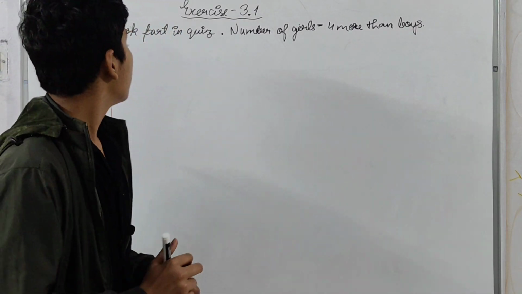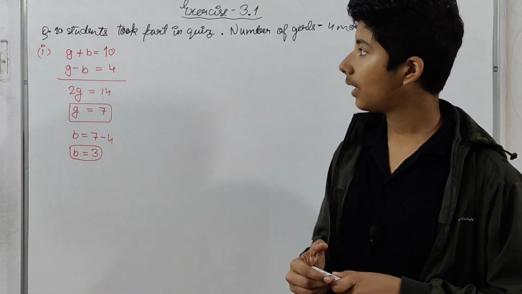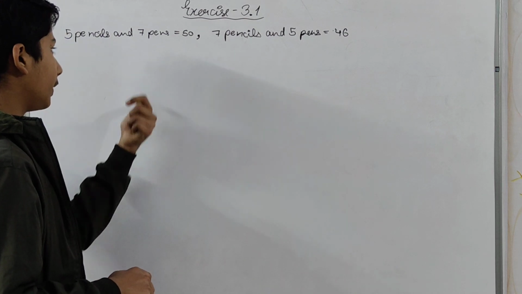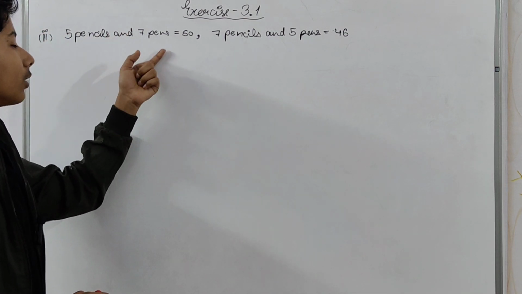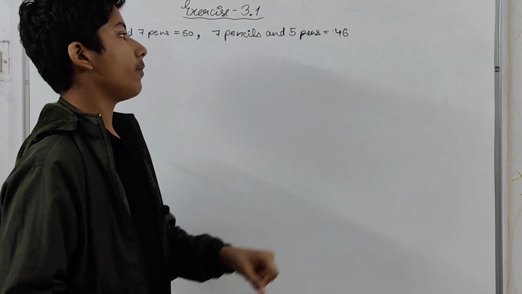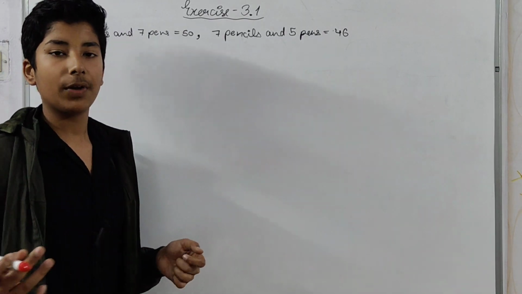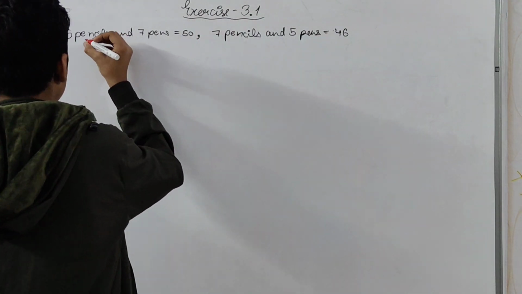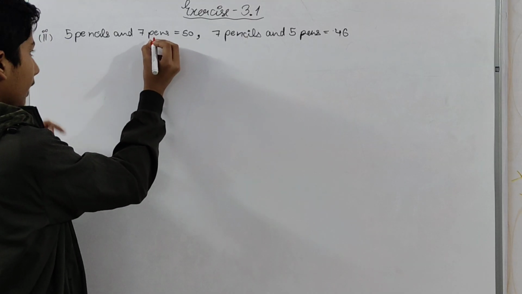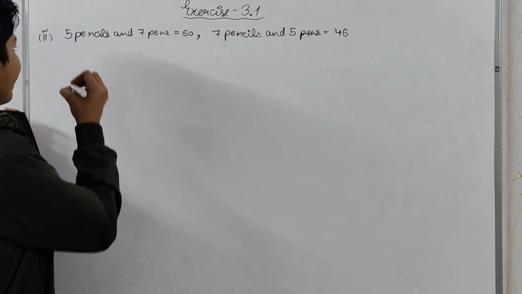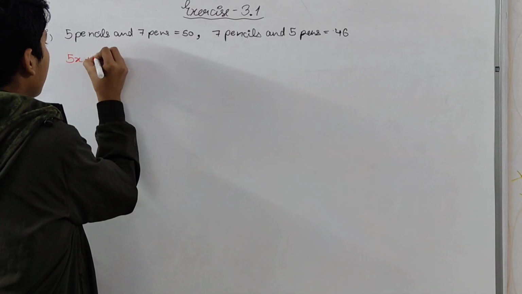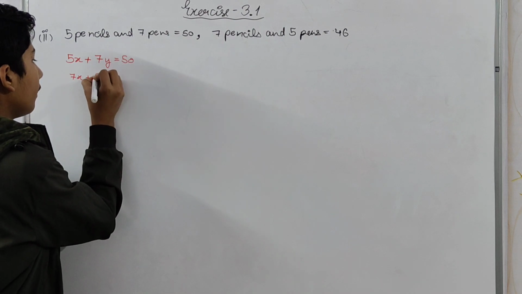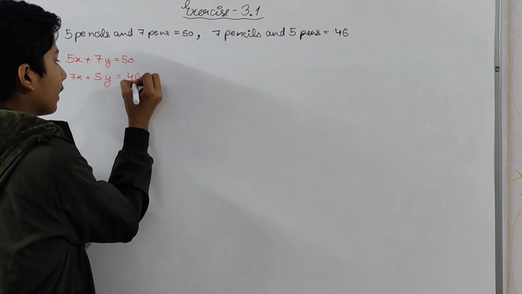I hope you understand. Now we will continue with the next part of the same question. Now in the next part, it has been given to us that 5 pencils and 7 pens together cost 50 rupees and 7 pencils and 5 pens together cost 46 rupees. We have to find out the price of one pencil and one pen. Okay, so let x be the pencil and y be the pen. So we will take 5x plus 7y equal to 50 and 7x plus 5y equals 46.